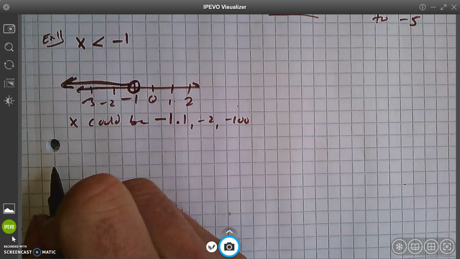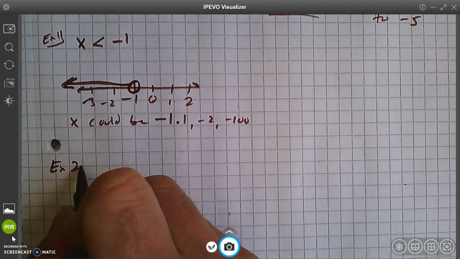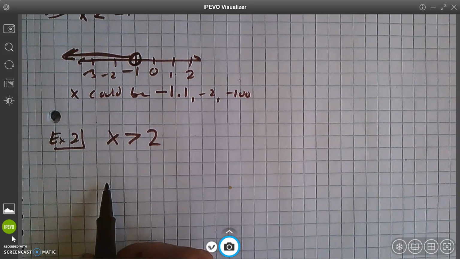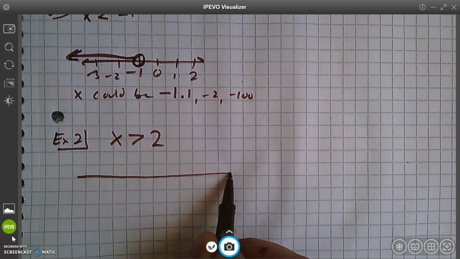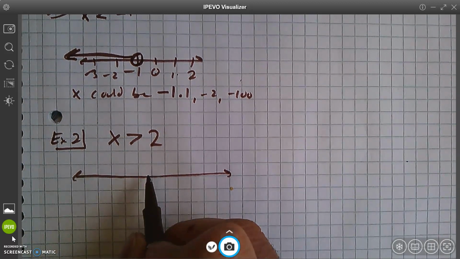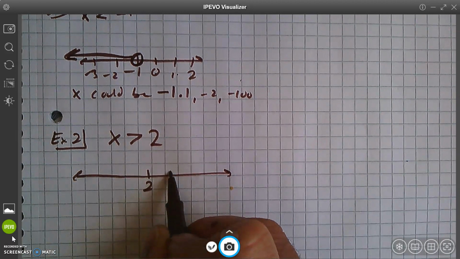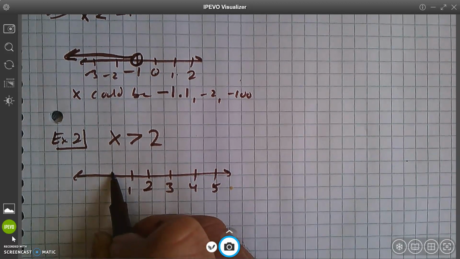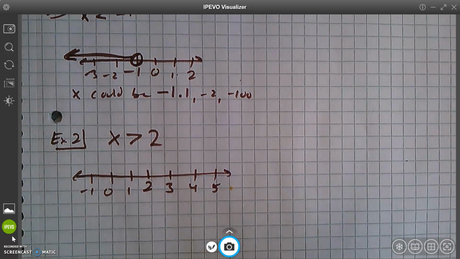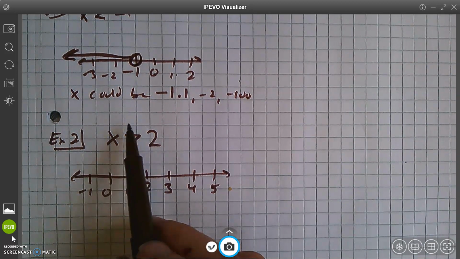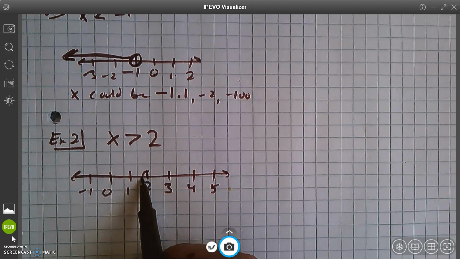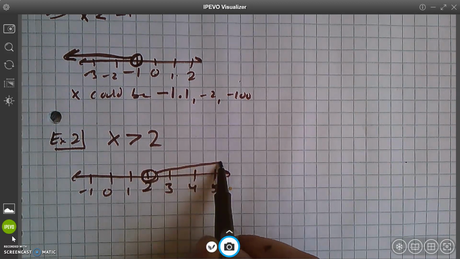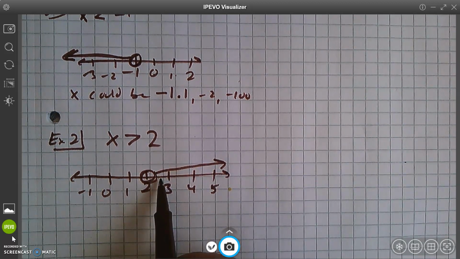All right, let's try this one. Let's graph it. Example 2. X is greater than 2. All right, let's draw our number line. Put 2 in the middle. 3, 4, 5, 1, 0, -1, etc. Okay, so it's greater than 2. So 2 is not a solution, so it's an open circle. And then anything greater than that.